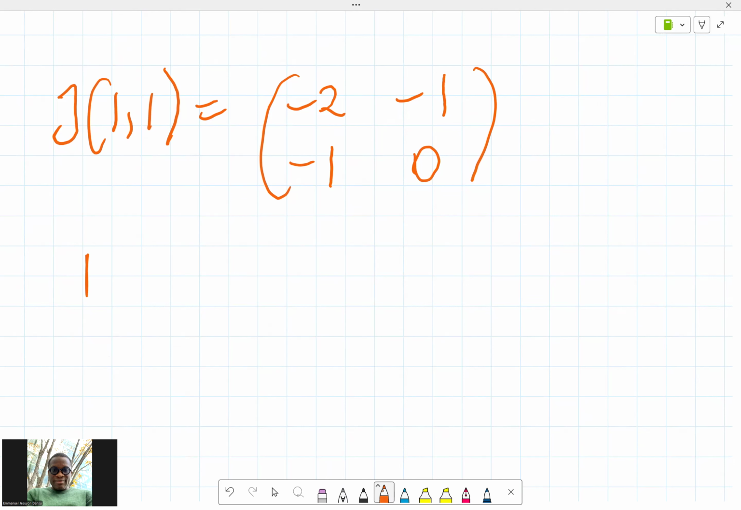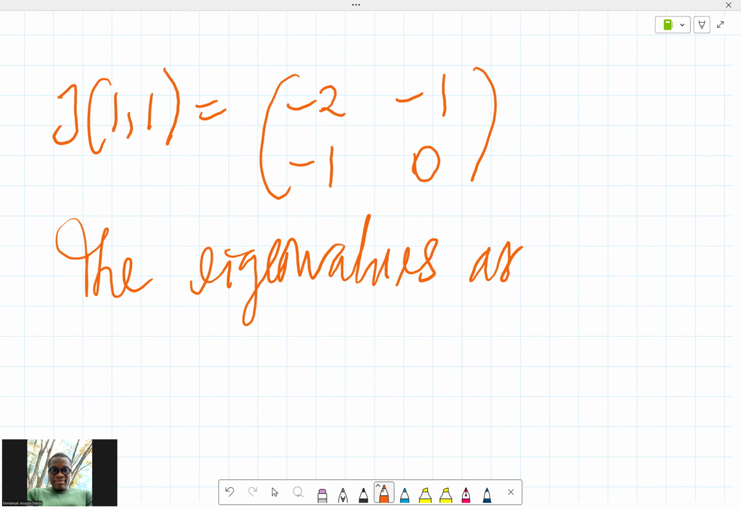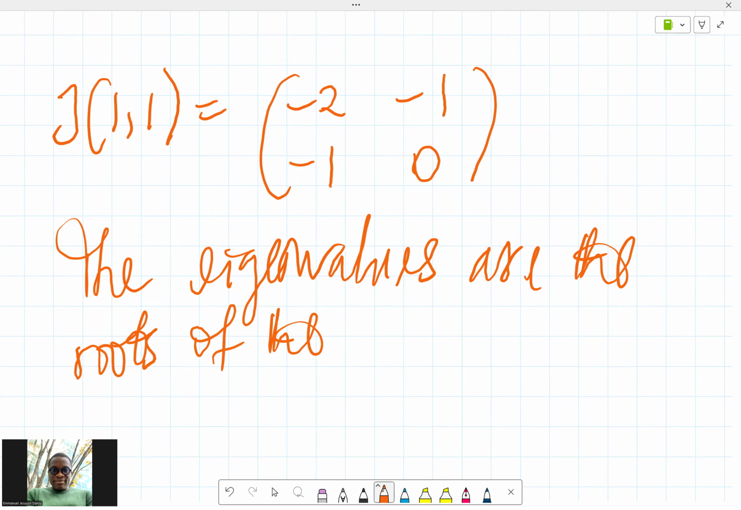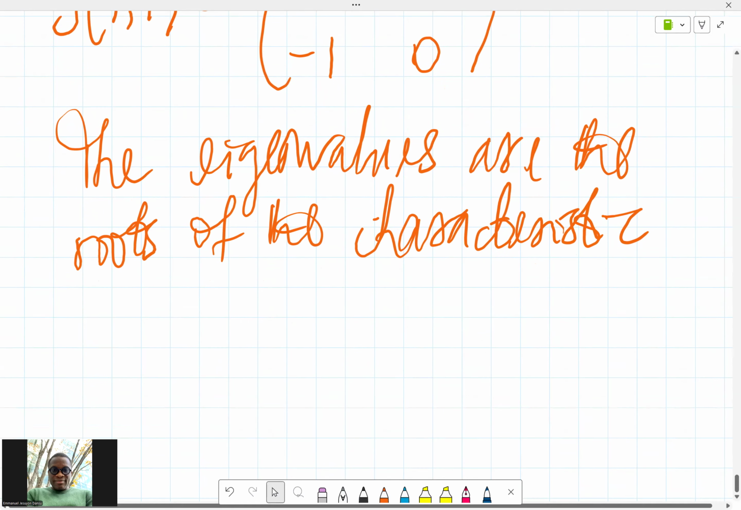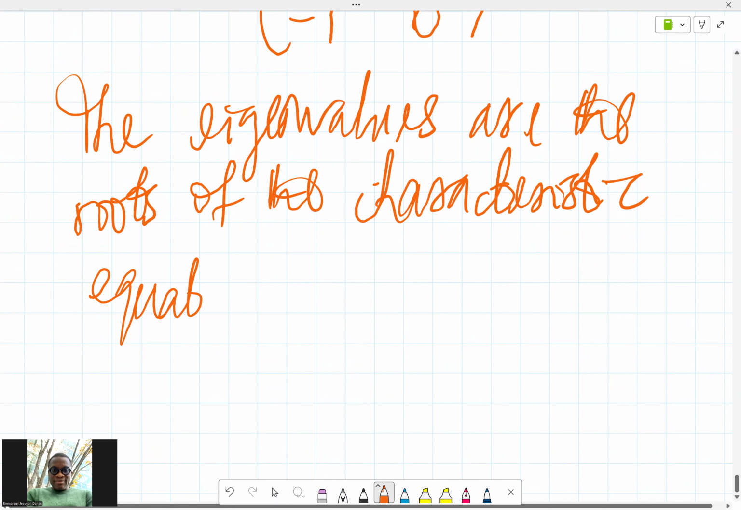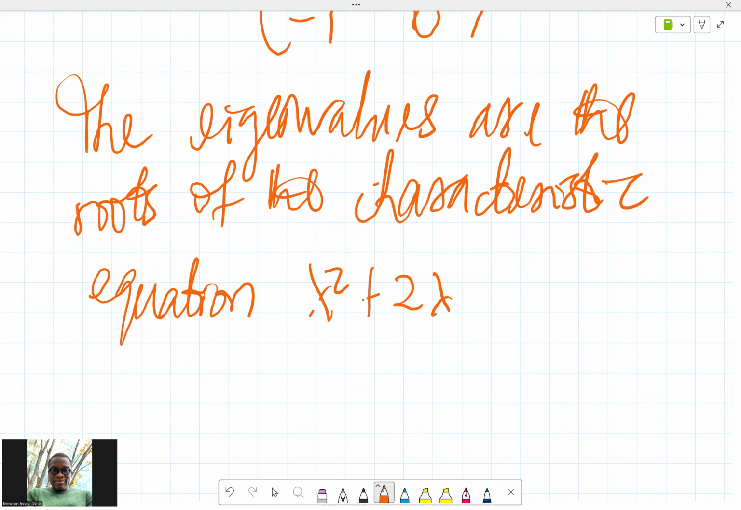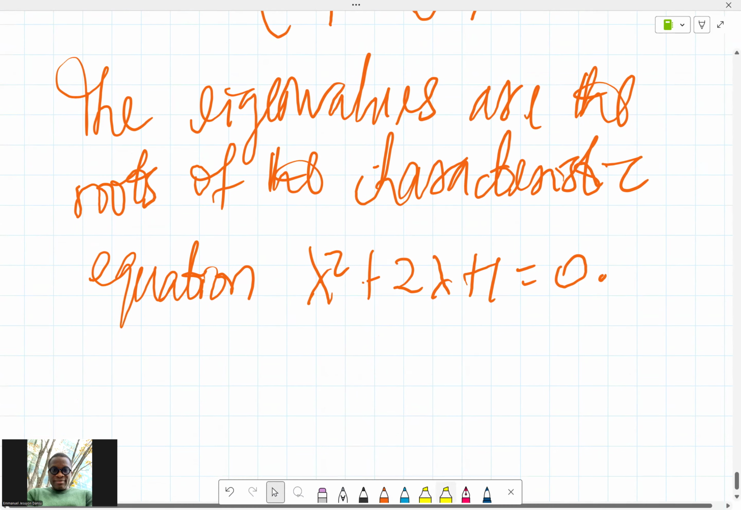So again, the eigenvalues are the roots of the characteristic equation, lambda squared plus 2 lambda plus 1 equals 0. Let's verify this. Let's be sure that's correct. So let's do the eigenvalue for that.